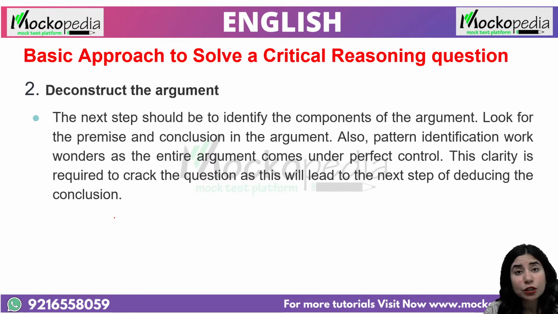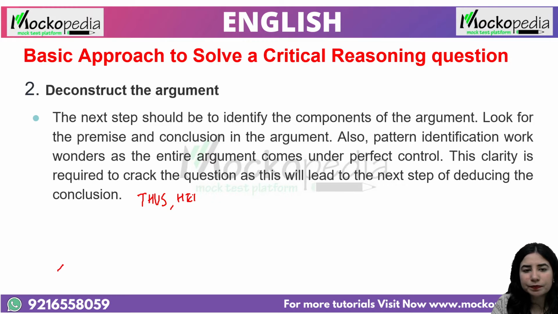At times we might not have conclusion indicators, we might have premise indicators. So just to revise, let's write the conclusion indicators. So conclusion indicators include thus, hence, therefore, or maybe as a result, consequently, right? These are conclusion indicators.